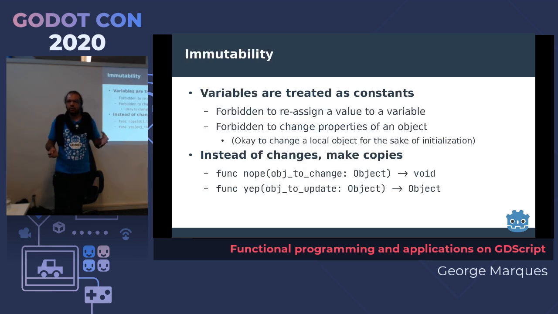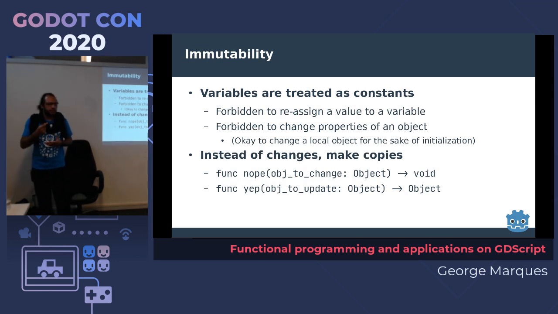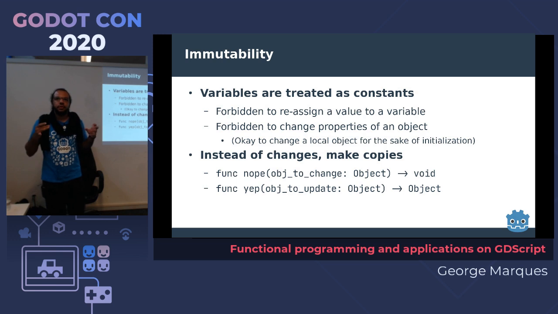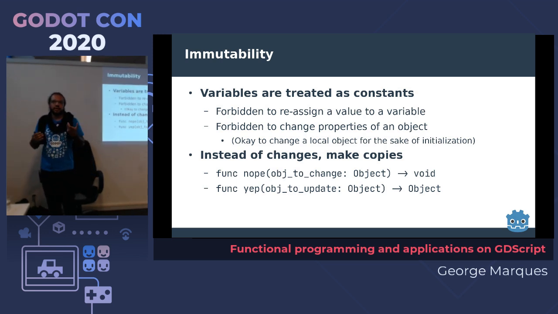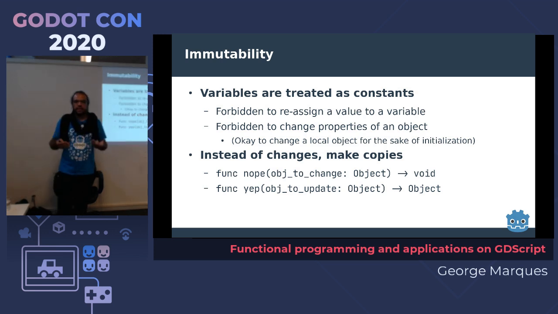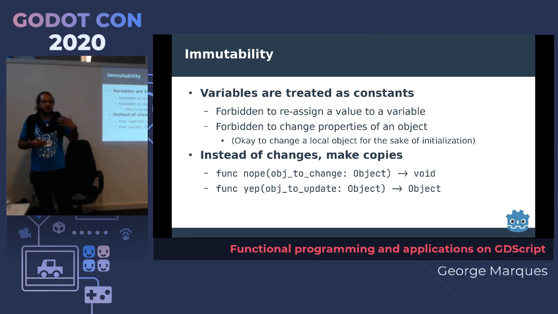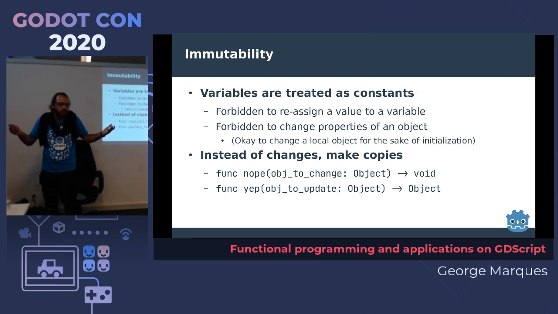Another thing that's common in functional programming is immutability, which is essentially that you're not allowed to change stuff. If you need to change it, you make a copy and then return the copy with the altered value. So each variable is essentially a constant. You cannot rebind a new value to a variable, like assign a new value to a variable, because you don't change it. And you're not allowed to change the properties of an object, because if there's an object and you change the properties, you're causing side effects. You're mutating the object, so it's not immutable anymore.